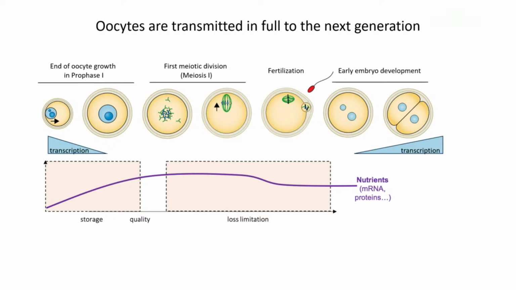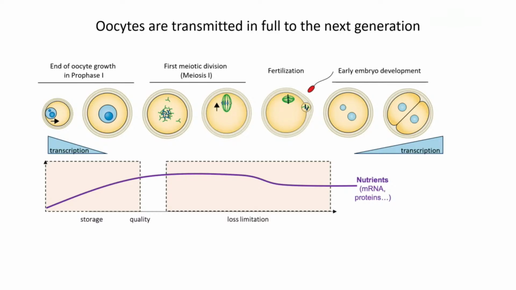Then this spindle will migrate to the cortex of the cell along its long axis, leading to a very asymmetric division in size, producing a big oocyte and a small cell, the polar body. And the asymmetry in size of the division is very important to keep all the maternal stores accumulated during the growth of the oocyte in the cytoplasm to be transmitted to the embryo.